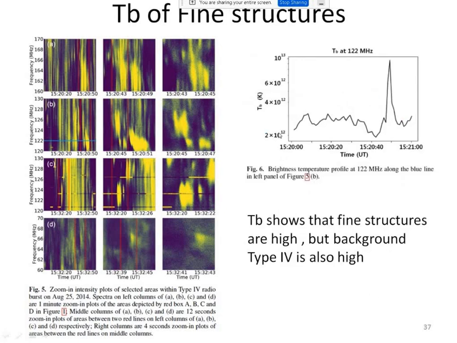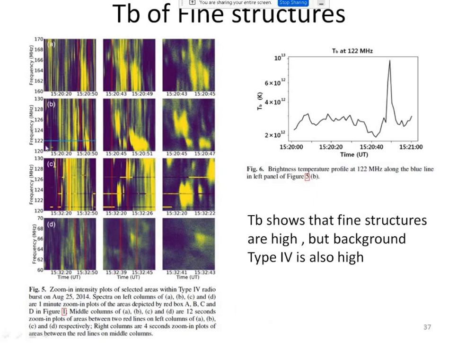And we also checked the TB, the brightness temperature, on a very small scale. For example, we chose this one to show you, and the blue line shows how the brightness temperature is going. As you can see, this is very small. It's very obvious that the brightness temperature has a spike here, which corresponds to the high spike of the fine structure.